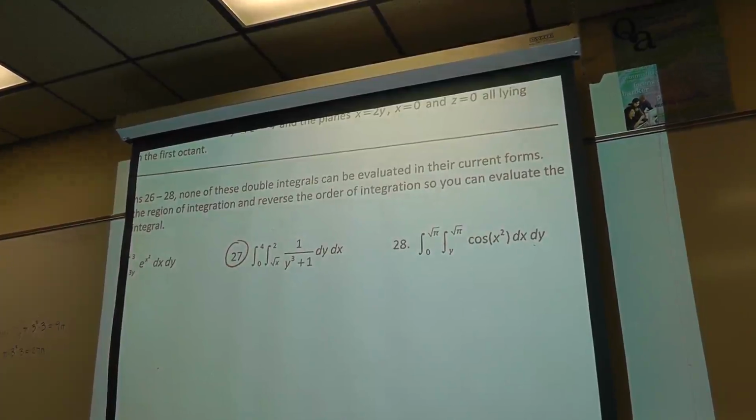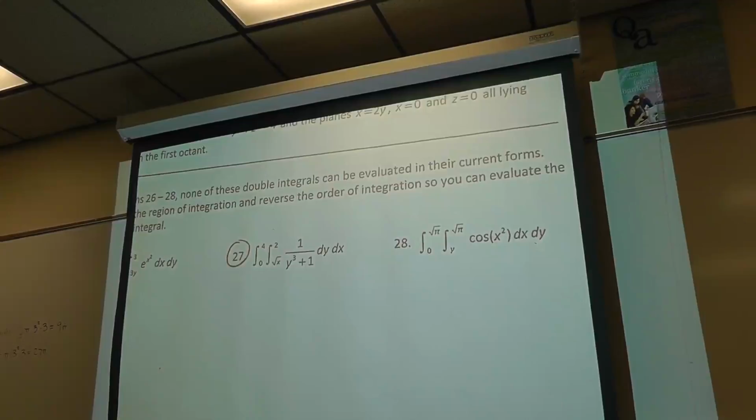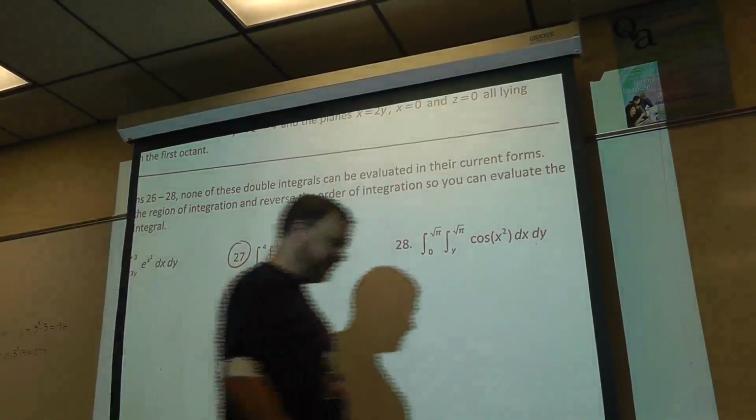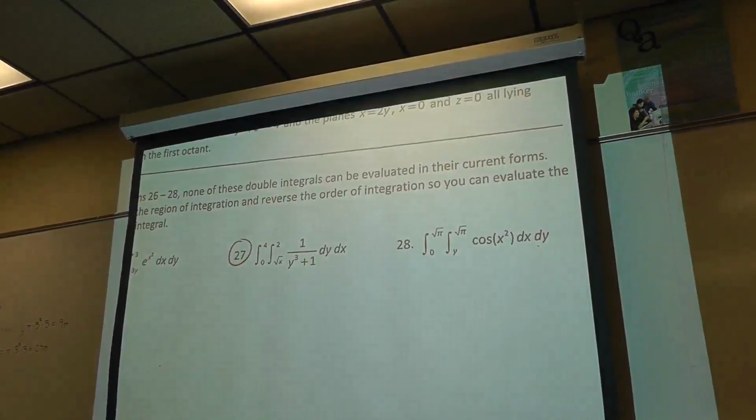So then it turns into some positive to do, because it's bounded by the two, because it's from 0 to 2. Yeah, from 0 to 2. Is that correct? Yes. Okay, thank you.